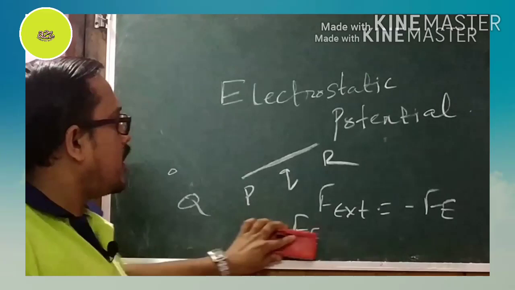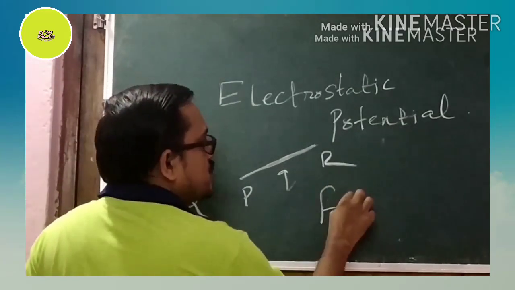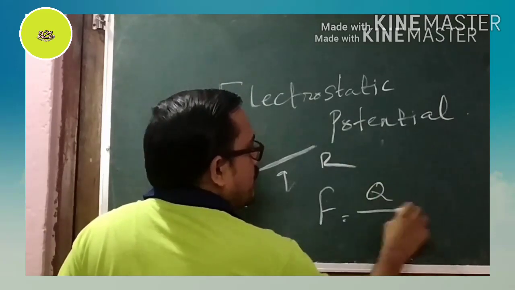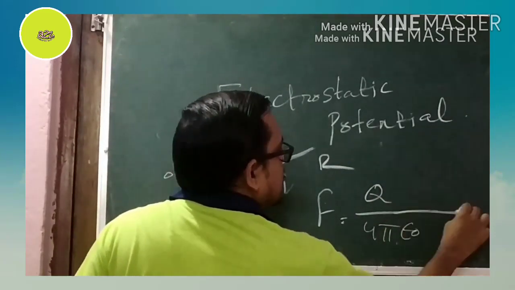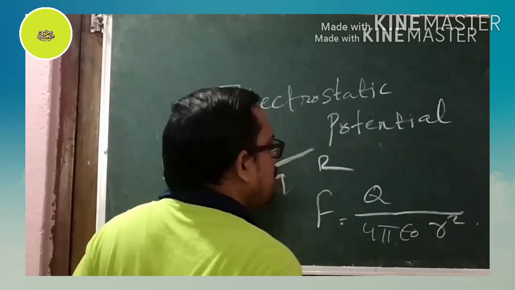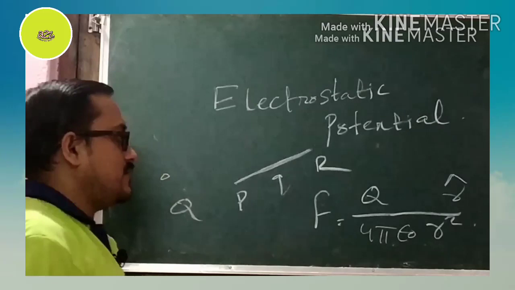Now the force will be equal to Q by 4 pi epsilon 0 r square, where this is r square and this is the unit vector r.